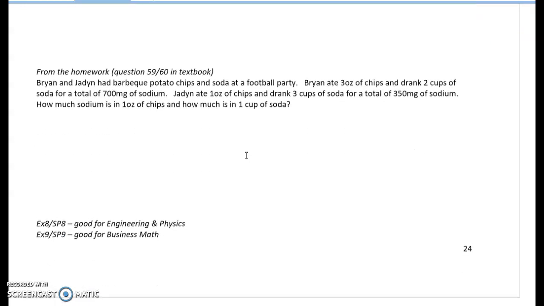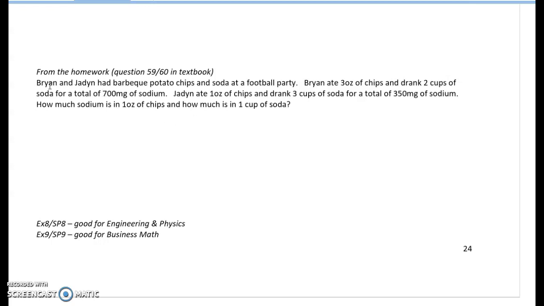And then this one, again, I pulled from the homework because it didn't have an example like this. And it's probably because the book assumes you know how to do it. But I just want to remind you of how to set up these kind of classic system of equations problems.